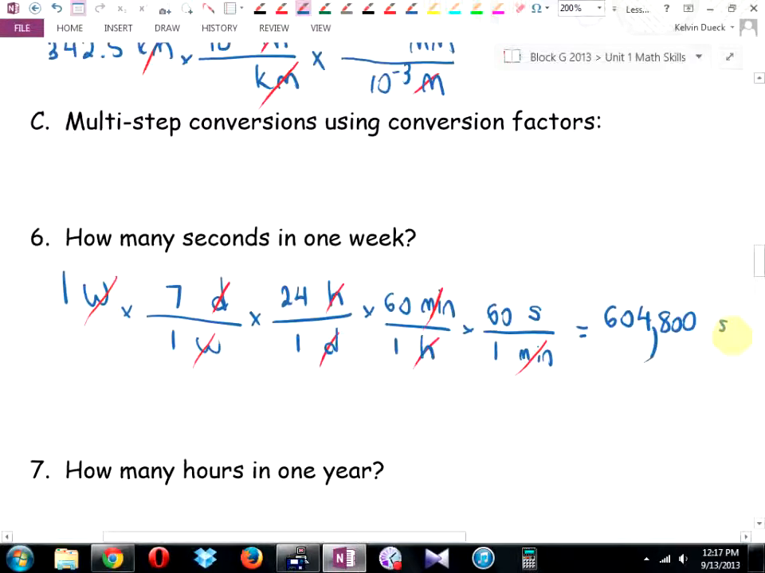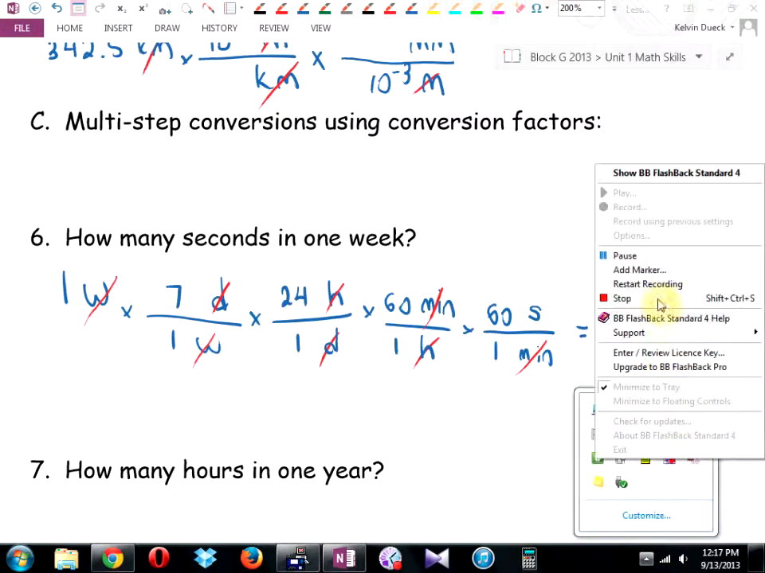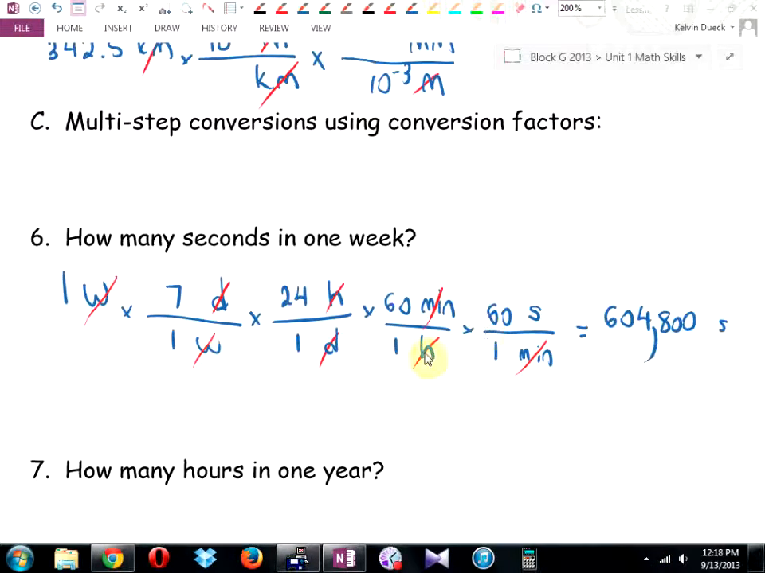Roughly how many weeks in a month? Roughly? 4? So roughly 2. So in a month, each time you guys go through a month, it's about a little more than 2 million seconds. Almost 2.5 million seconds. Hey, how many hours in 1 year?